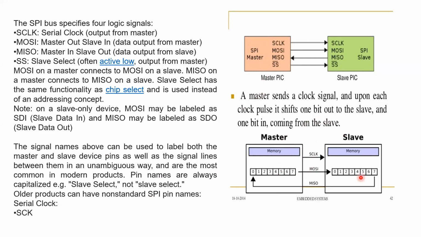MOSI: master out, slave in. MISO: master in, slave out. So from master to slave it is MOSI, and from slave to master it is MISO. Remember, four lines are there. That is the functionality to communicate, because it is full duplex communication. I can communicate from master to slave as well as slave to master.